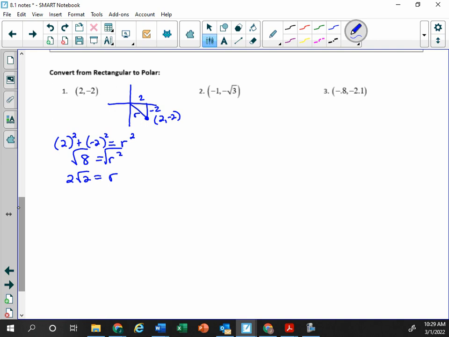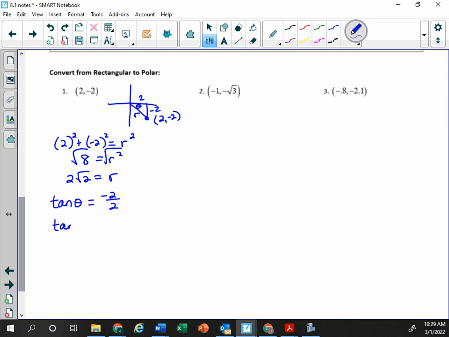Okay. Not bad, we found the radius. Now we have to find the angle. We need to find theta. So I know tangent of theta, remember the angle we're looking at is in here, that little theta, would be -2/2.